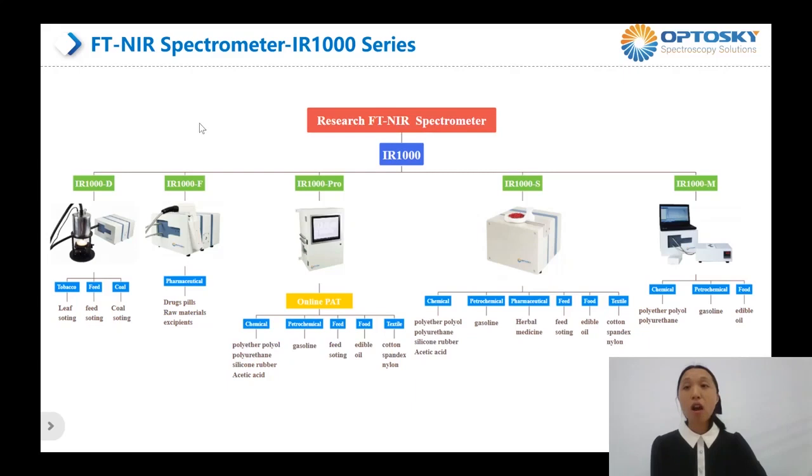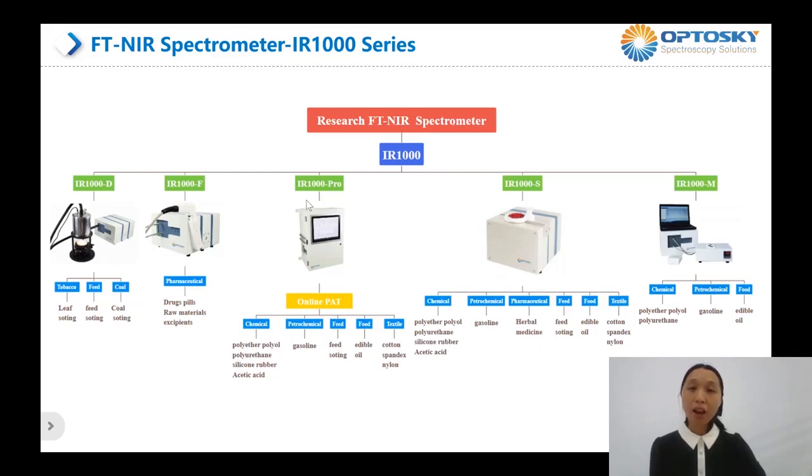We are not only strong in this, but we are also very good at FTIR spectrometers. This is the IR1000 series, the research FTIR spectrometers. We have the IR1000D, which is used for tobacco leaf sorting, feed sorting, and core sorting without any contact with the sample, so it's used quite frequently. And we can also attach a solid probe to measure pharmaceutical drug pills, raw materials, and excipients.